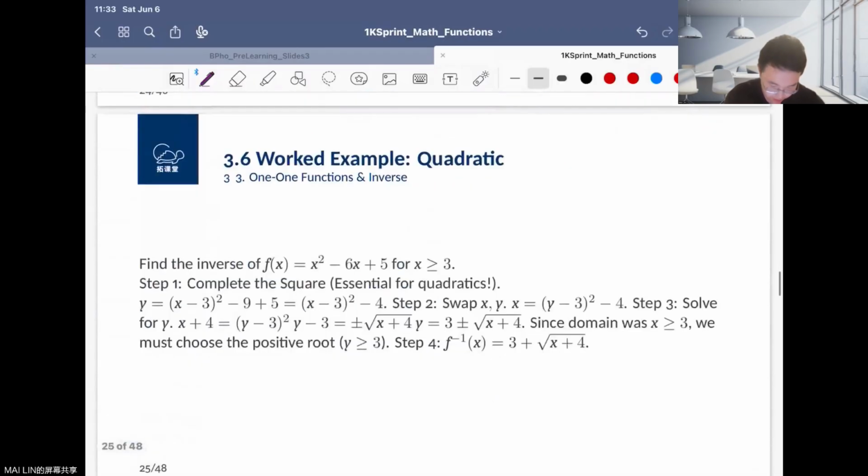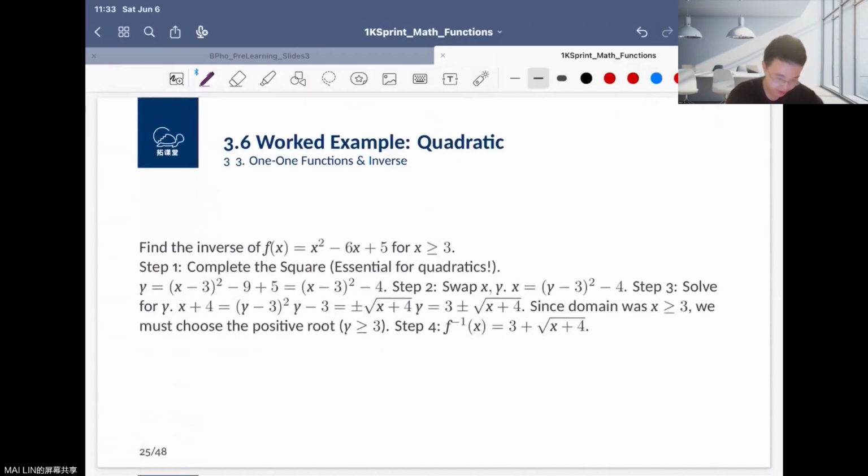That is it. And here is another worked example: find the inverse function of f(x) equals x squared minus 6x plus 5 for x greater than or equal to 3. First we write that as y equals x squared minus 6x plus 5. Then the second step is to swap the positions of x and y, right? So that gives x equals y squared minus 6y plus 5, right? Okay, that is it.